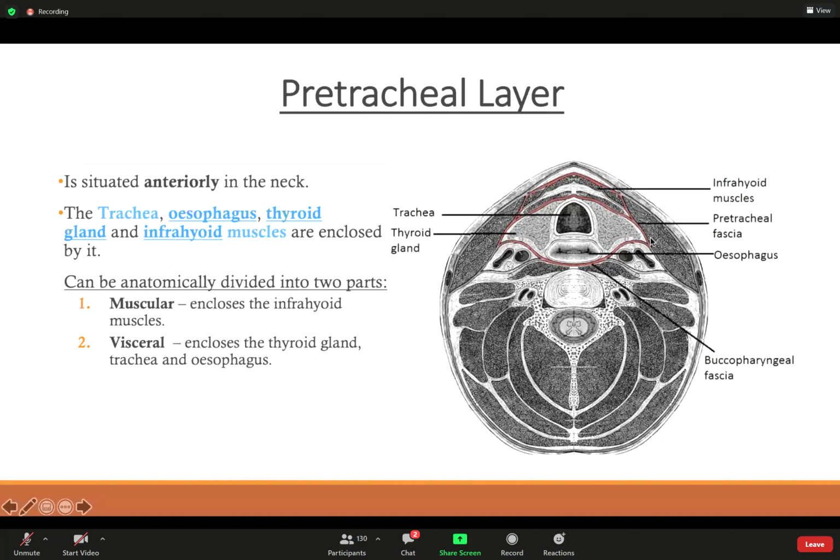And we can anatomically divide this layer into two parts. One part lies in the front, and we call it the muscular part. Basically, this encloses the infrahyoid muscles. And then the other one, which is more posterior, encloses the thyroid gland, the trachea and the esophagus. So we have an anterior part and we have a posterior part. This is the muscular part and this is the visceral part.